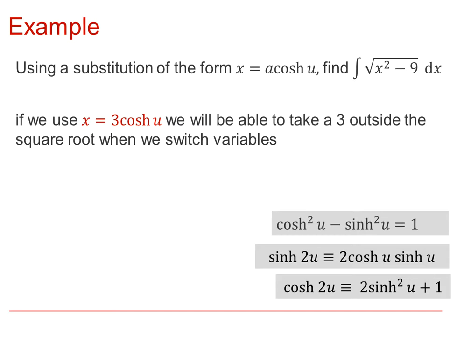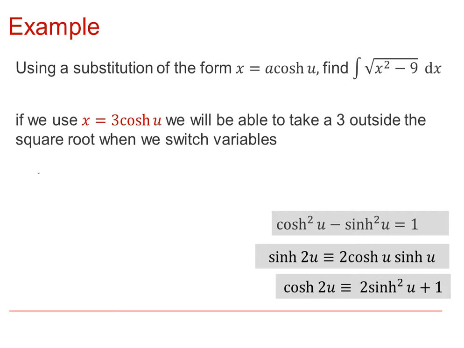In this example, using a substitution of the form x equals a cosh u, we are asked to find the integral of the square root of x squared minus 9 dx. Note that we have listed identities for hyperbolic functions that you will see are very similar to those you have been used to for the circular trig functions. Note that if we use this substitution x equals 3 cosh u, we will be able to take a 3 outside the square root when we switch variables.